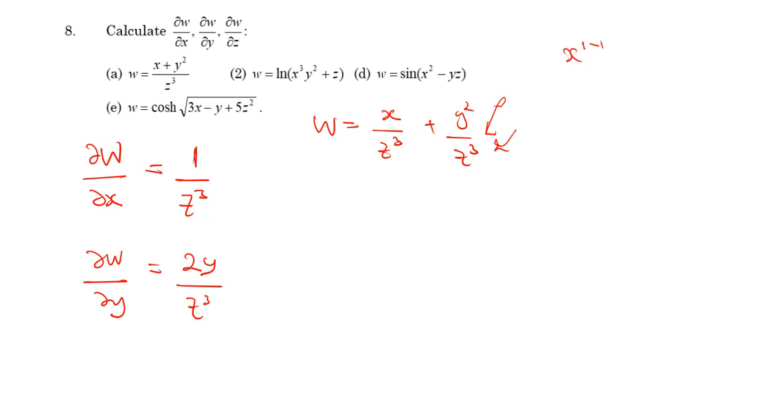Then I get the last one, which is the partial of w with respect to z. We see that it's dealing with the z part, so the z part is just the whole thing.